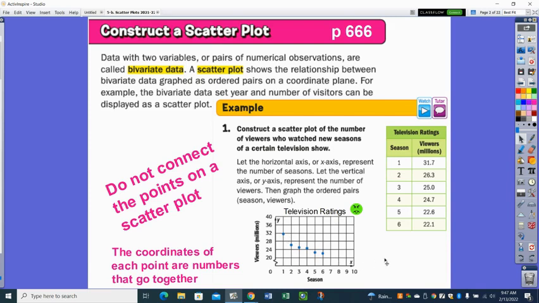You do not connect the points on a scatter plot. We'll talk more about that in a second. And the coordinates of each point are the numbers that go together. So the season 1 goes with that just below 32 million viewers.